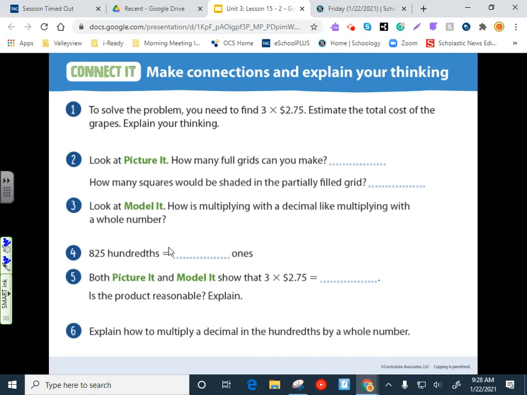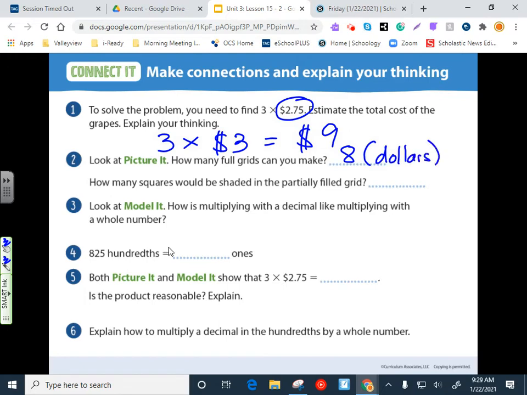Okay, to solve the problem, you need to find 3 times $2.75, estimate the total cost of the grapes. We actually did that. We did 3 pounds times the nearest dollar, which was $3. And we figured that was $9. How many full grids can you make? Well, we made 8 full grids. The full grids were dollars. And how many squares would be shaded in the partially filled grid? 25, and that would represent our cents.